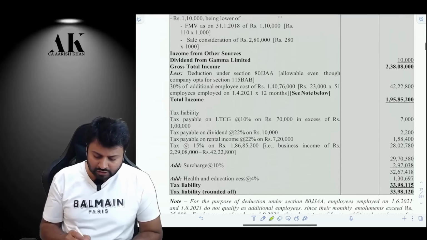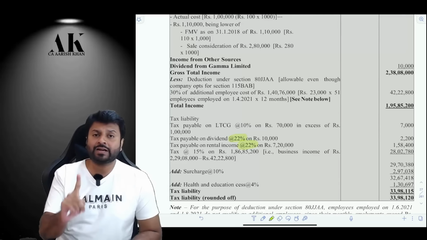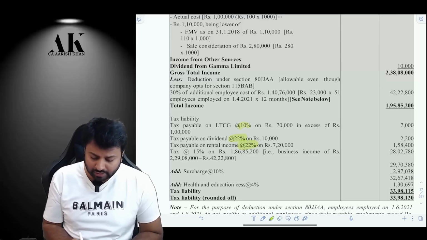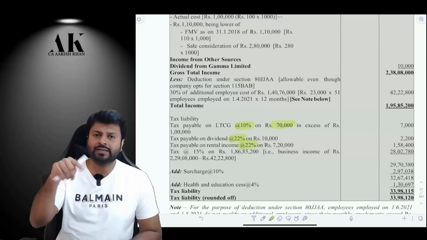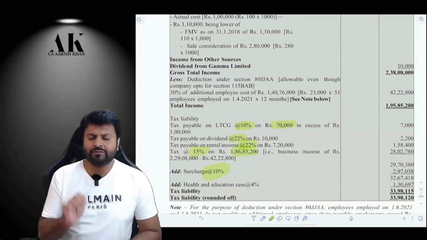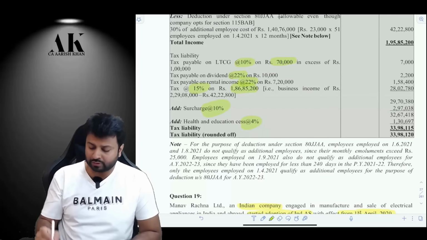As I have told you, your dividend will be taxed at 22%. Your rental income will be taxed at 7,20,000 without any deduction. No municipal tax, no 30% deduction. Your LTCG will be taxed in excess of 1 lakh rupees, that is 70,000 will be taxed at 10%, and your other incomes will be taxed at 15%. In 115BAB, 10% surcharge is always imposed, and 4% cess is always imposed. This is your tax liability.